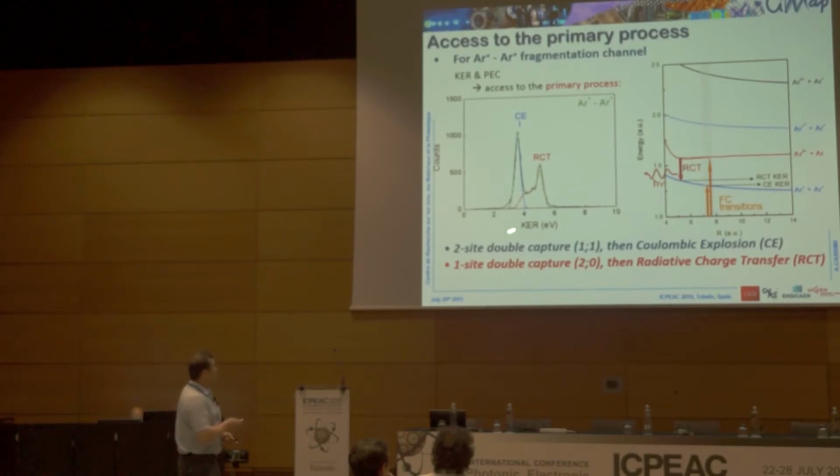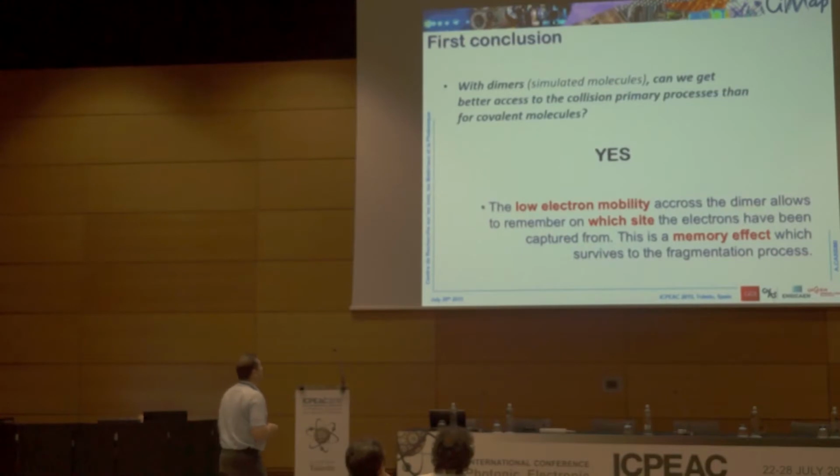So you can separate the case where you capture one electron on both sides, and the case where you capture two electrons on one side and none on the other. So the conclusion is, yes, with these simple molecules, we learn something. Now, because of this low electron mobility, which is a kind of memory effect, you can say where the electrons have been captured, on which center of the molecule. And in a molecule, you will lose this because of the rearrangement of the electrons on the molecule.